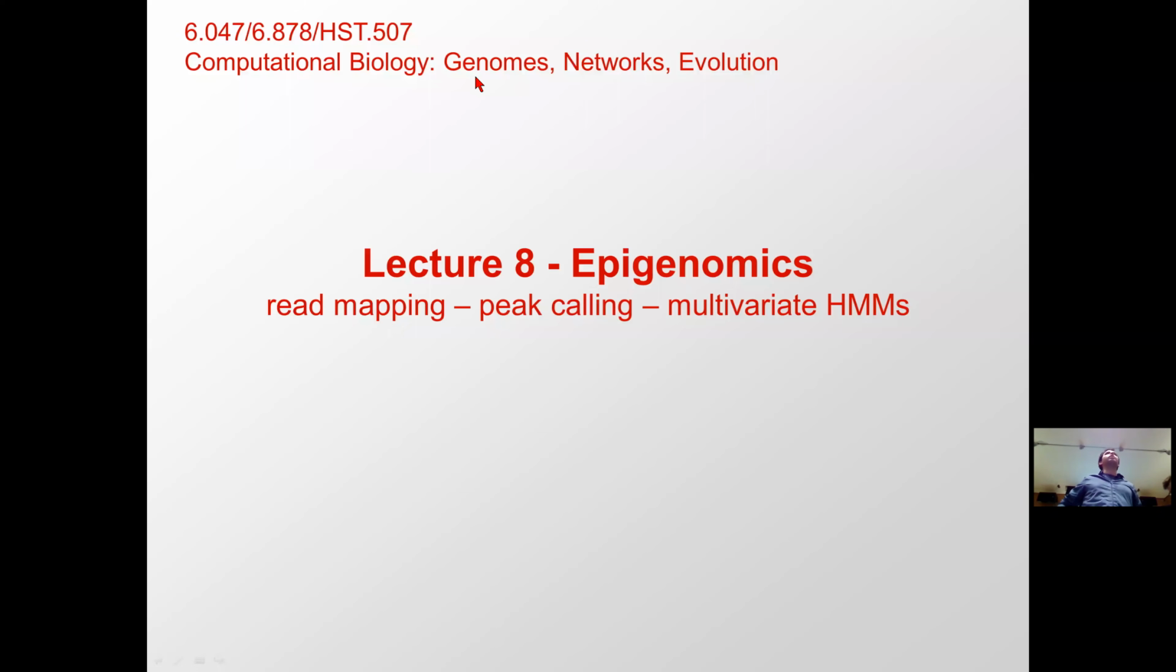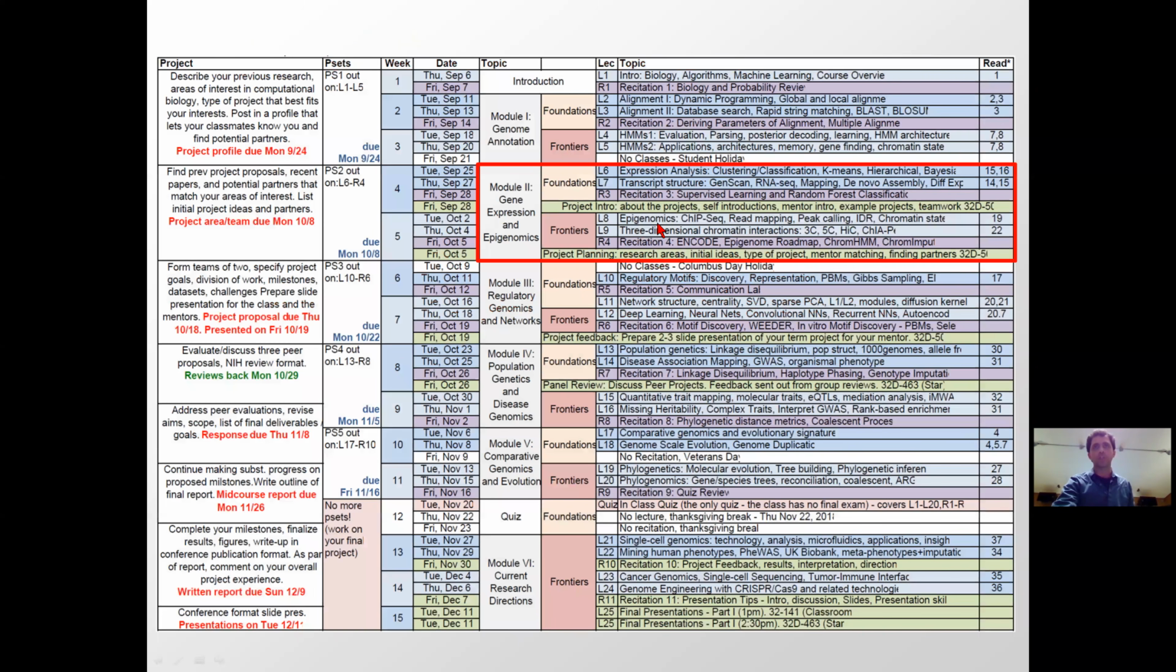All right, welcome everyone. So today we're talking about epigenomics. So here we are in the third lecture of the second module. Basically the second module is about gene expression and epigenomics, and we're now entering epigenomics. On Thursday, we're going to be talking about three-dimensional chromatin interactions, and then we're going to sort of switch to module 3. So we're going to start with an introduction to epigenomics.